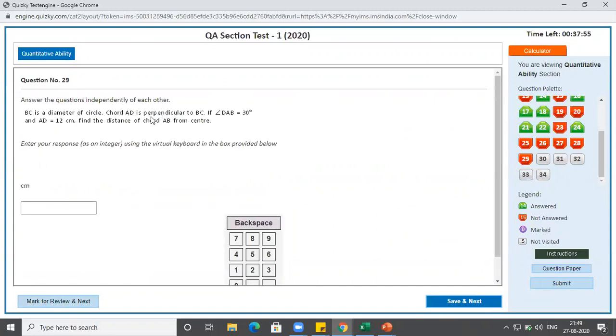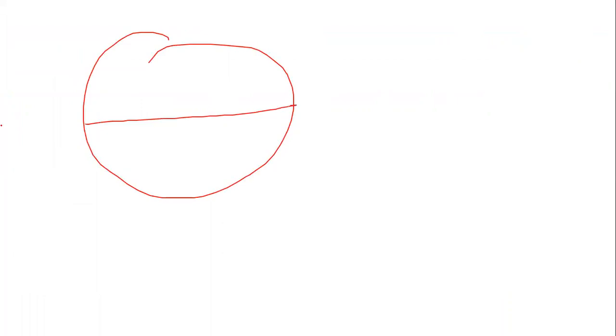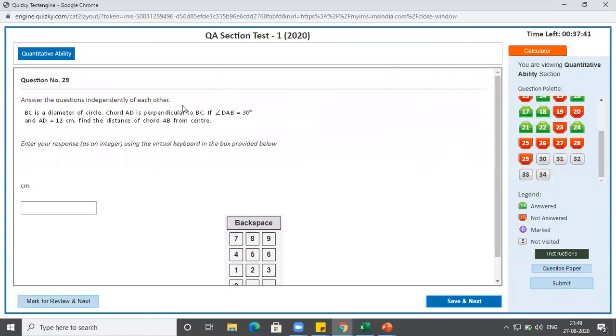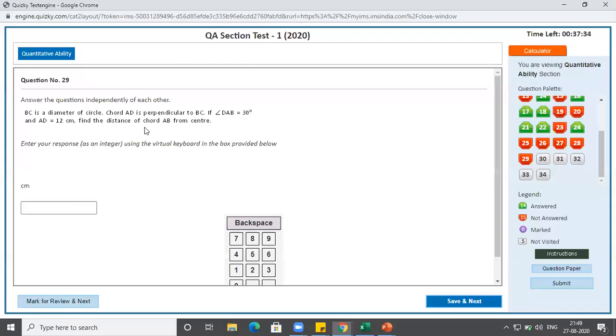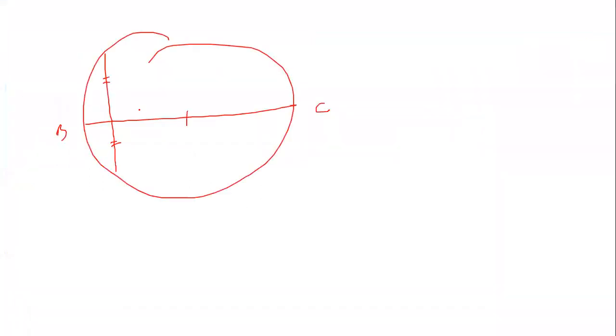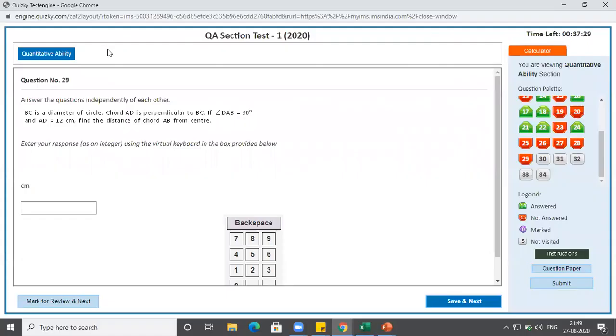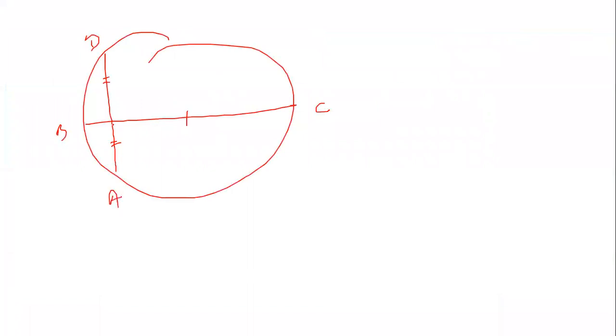Answer questions independent of each other. BC is the diameter of a circle. Chord AD is perpendicular to BC. If angle DAB is 30 degrees, and the distance of chord AB from the center. Let it be AD; angle DAB, that is this angle, is 30 degrees.